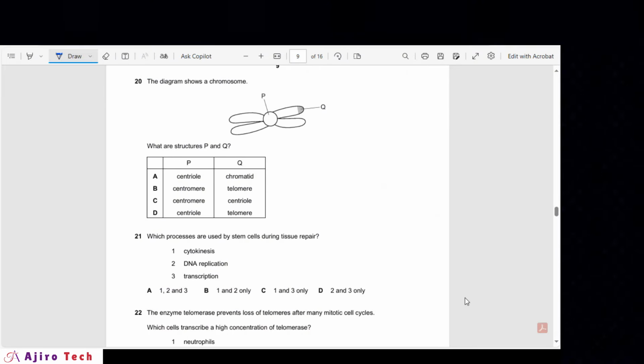The diagram shows a chromosome. Of course, we know this part is called the centromere, holding the two sister chromatids together. And this is the telomere that prevents the loss of vital genes. So centriole is not correct. Centriole is a subcellular structure that forms microtubules during mitosis. The answer is centromere and telomere.